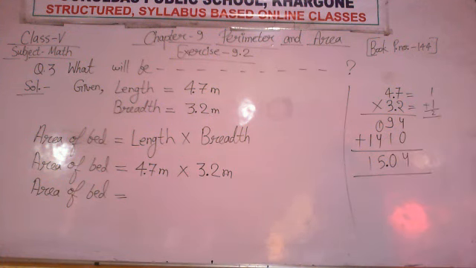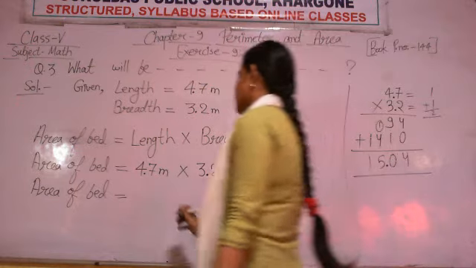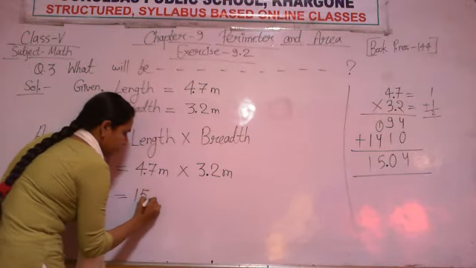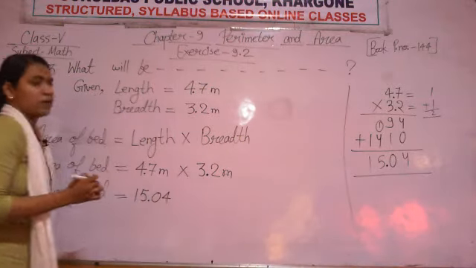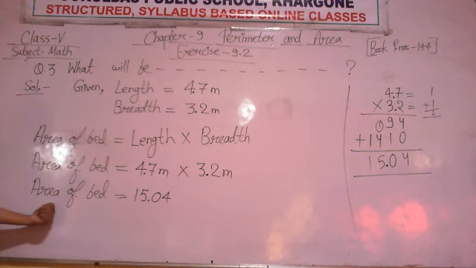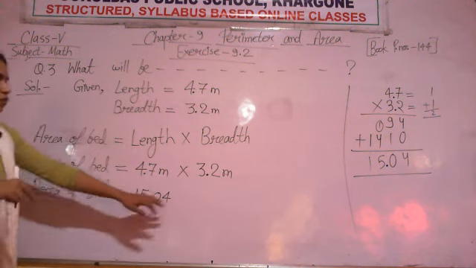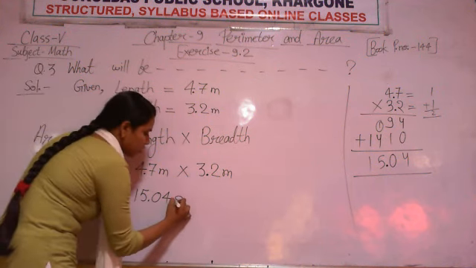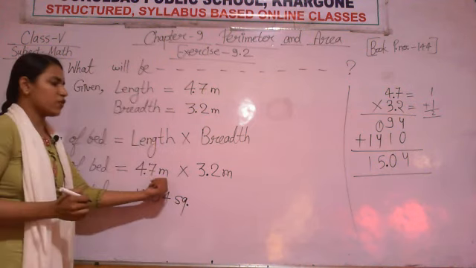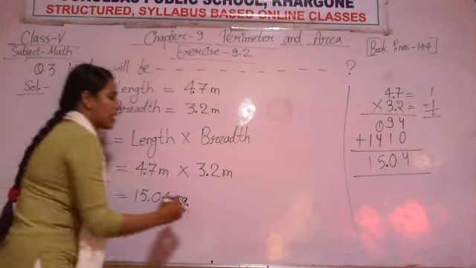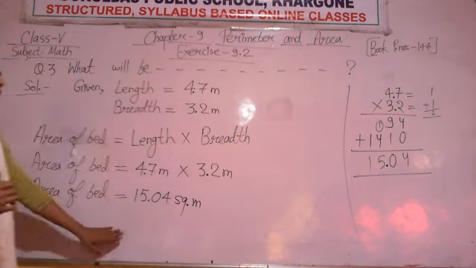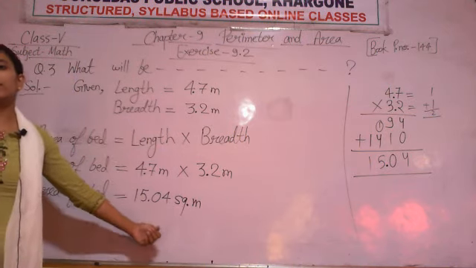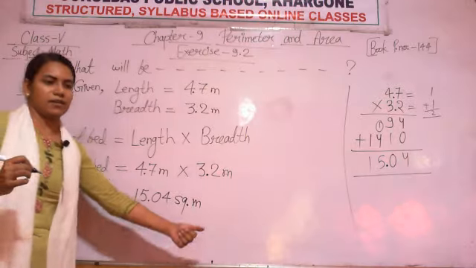Our product is 15.04. Now remember, as we are calculating area, we always measure area in square units. So write square. And what is the unit here? Unit is meter, so write meter. So it is the final answer. The area of bed is 15.04 square meter.